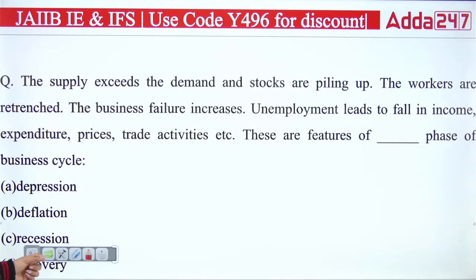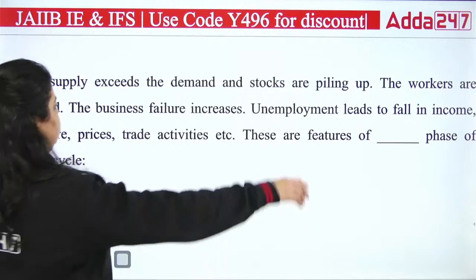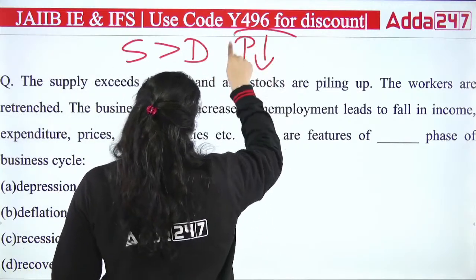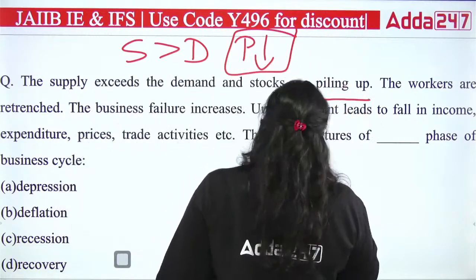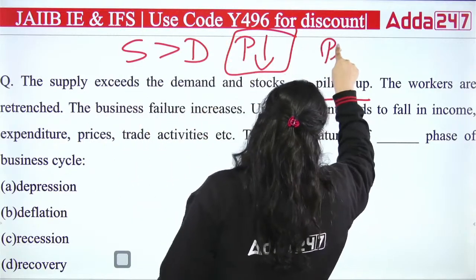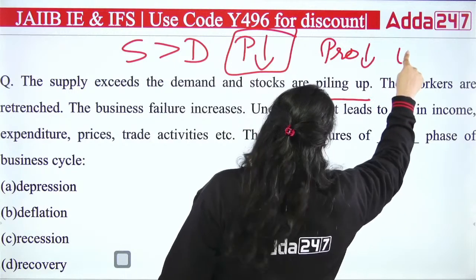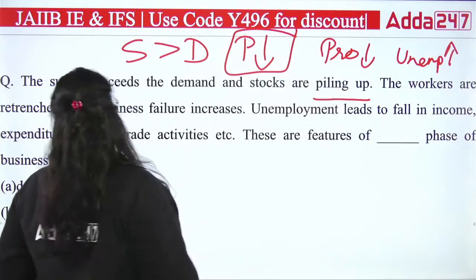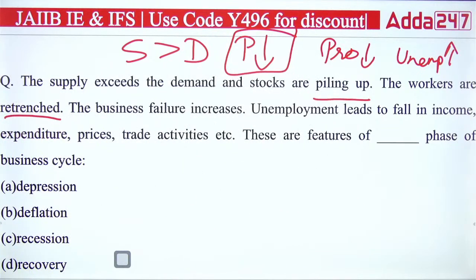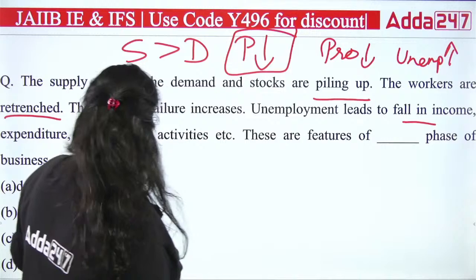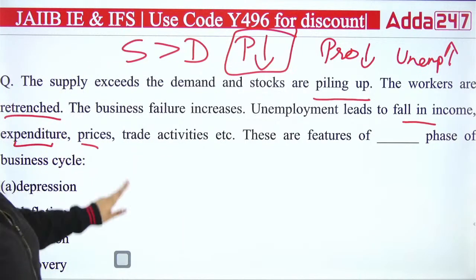So the first question is here talking about that the supply exceeds the demand. Supply is more than demand. It means prices are declining. Okay, so stocks are piling up. People are not purchasing goods, stock keeps increasing, so obviously your production will decrease. If the production is decreasing, obviously you will fire the employees, so your unemployment will increase. The workers are retrenched, you can see here. The business failure increases. The unemployment leads to fall in the income. It will lead to fall in expenditure, in the prices, in the trade activities.